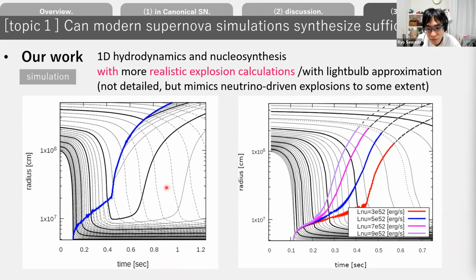And this is a very interesting result. This result shows the time evolution of the shock from the model, where the neutrino luminosity is 3 times 10 to the 52, and 5 times, 7 times and 9 times. So it's a different neutrino luminosity. This corresponds to a different energy growth rate.